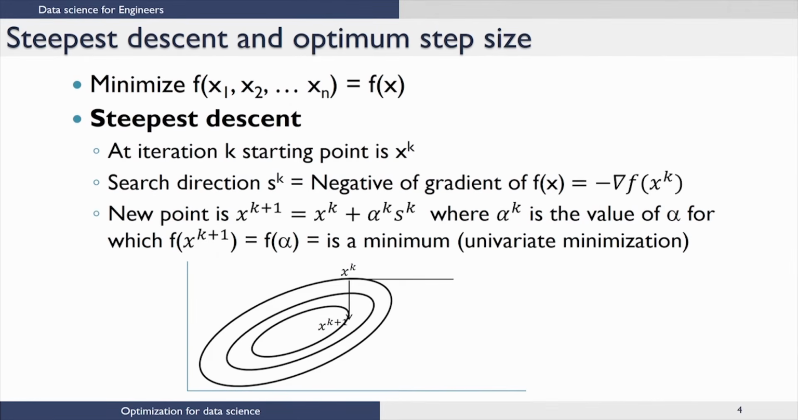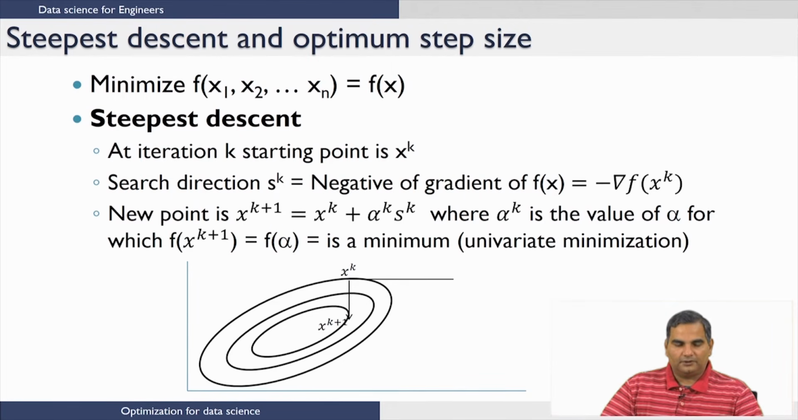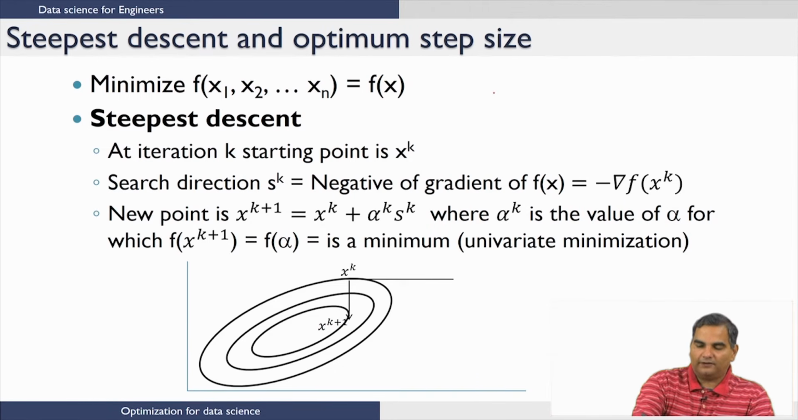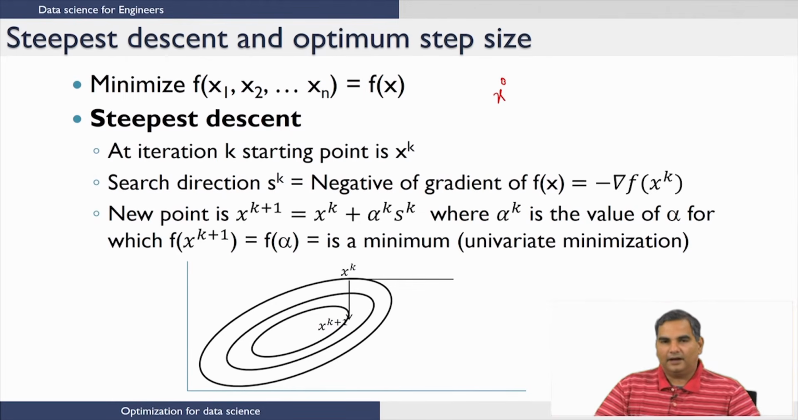So, let us now focus on the steepest descent and the optimum step size that we need to take. The steepest descent algorithm is the following. At iteration k, you start at a point xk. Remember, with all of these optimization algorithms, you have to start with something called an initialization, which is x naught, and this is true for your machine learning algorithms also.